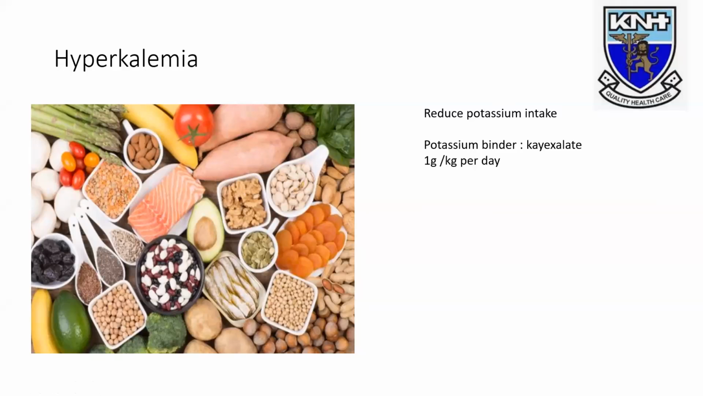Once you have achieved your target, you try to see how you can improve the intake. You can't restrict potassium 100%, but there is a way you can reduce the intake. Then you increase potassium excretion by giving a potassium binder, where you use kayexalate at 1 gram per kilo per day. These drugs are given 3 times per day, and you monitor the potassium levels.